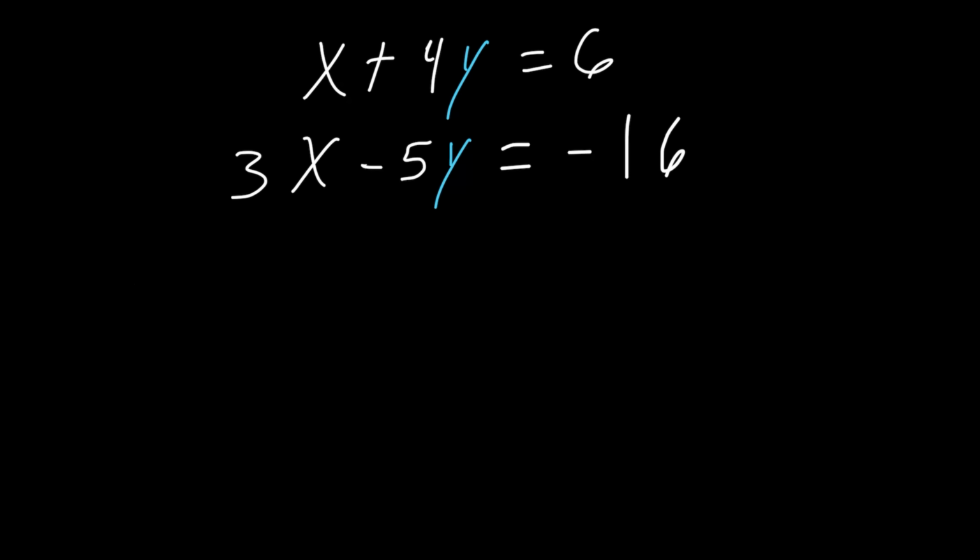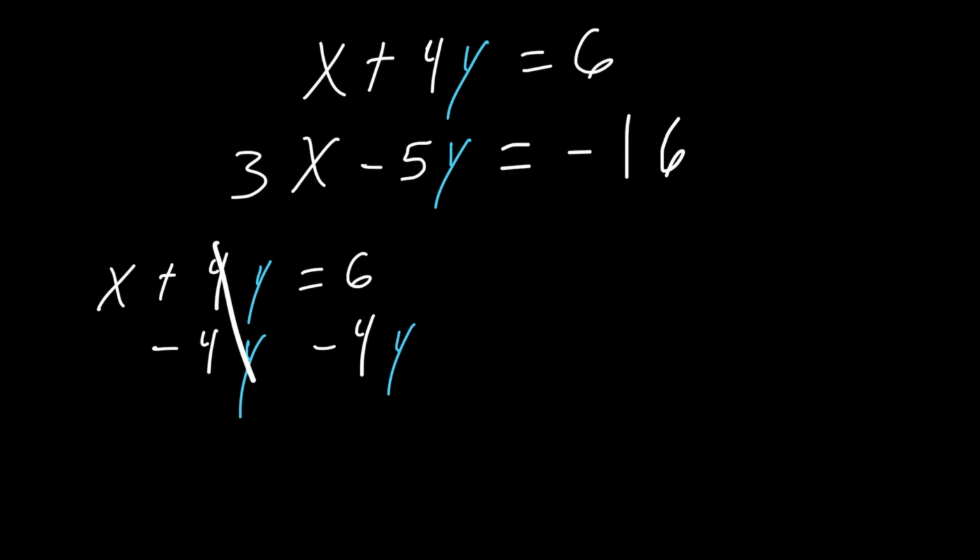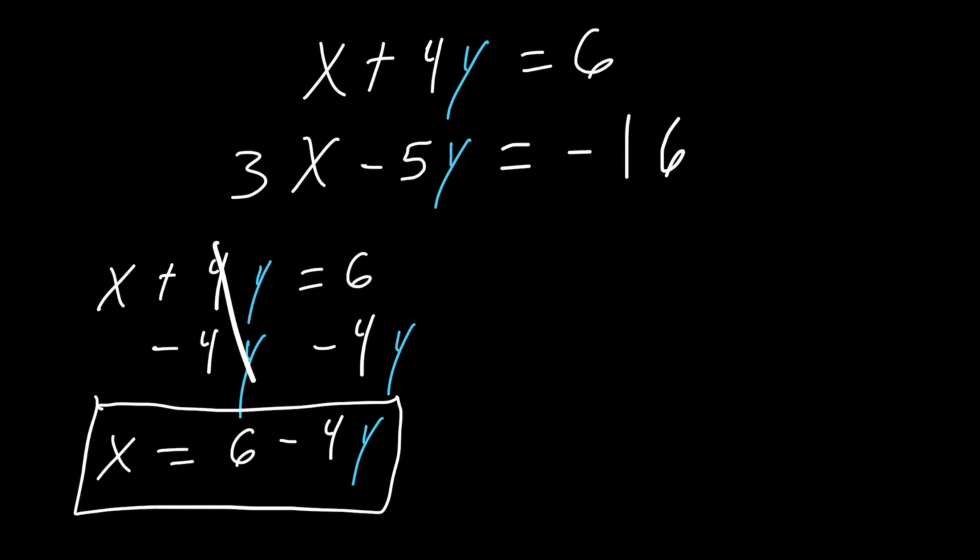So let me rewrite this as x plus 4y equals 6. Now to solve for x, I'm going to subtract 4y from this side, and anything I do to one side, I must do to the other side. So I'm going to go minus 4y over here as well. These cancel out, and I'm left with x equals 6 minus 4y. So this right over here is the value of x. All right, that's going to be our x value.